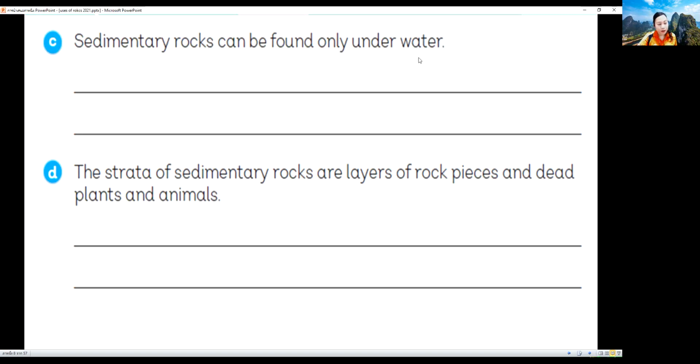Next, letter D. Strata. The strata of sedimentary rocks are layers of rock pieces and dead plants and animals, meaning the composition or what made up the sedimentary rocks are these: rock pieces, dead plants, and animals. The layers, okay? Is it correct or not? If it's correct, don't write anything, okay? If it's wrong, you need to change the sentence. Here you go. 2 minutes for letter C and letter D also.